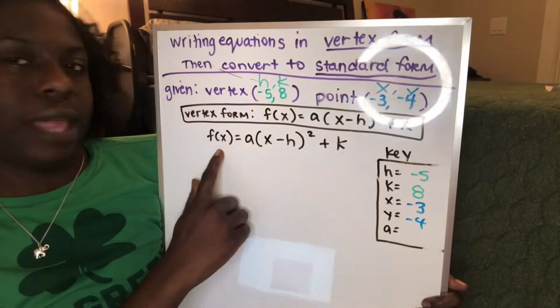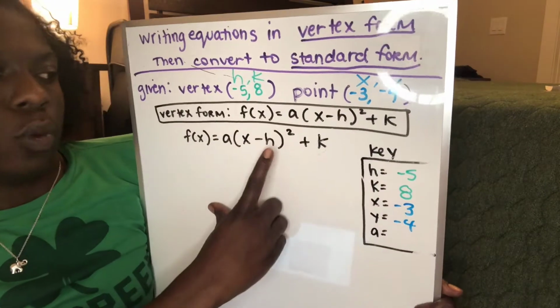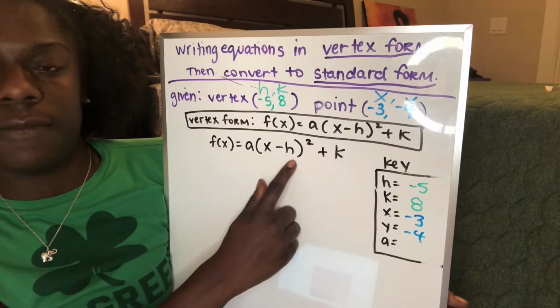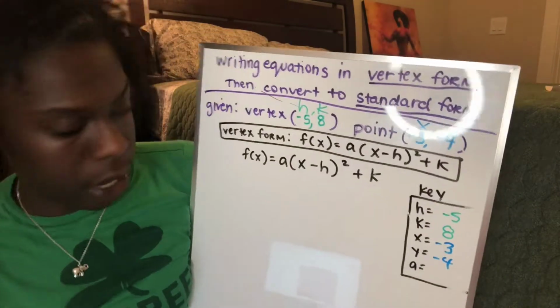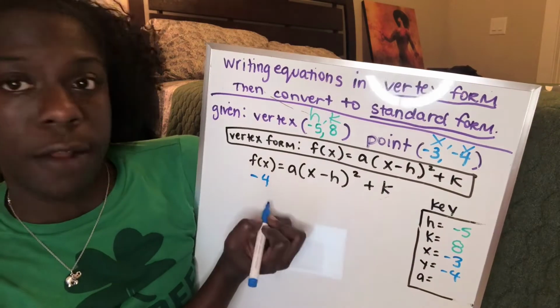So now that we know that f(x) equals y, we don't know a, we do have an x value, we do have an h value, and we have a k value. We're going to substitute these values into the equation. So I'm going to do that right now. My y is -4, so I'm going to put -4 here.